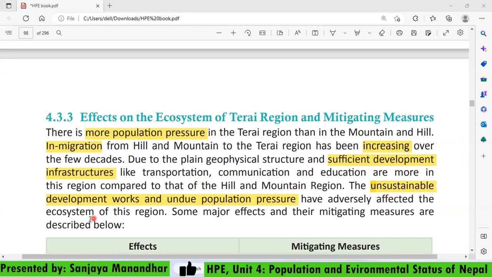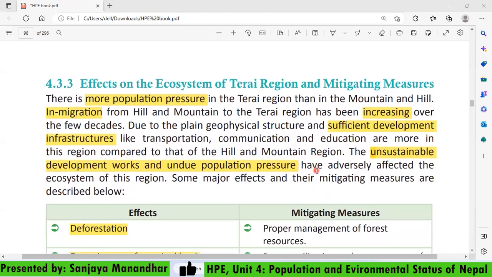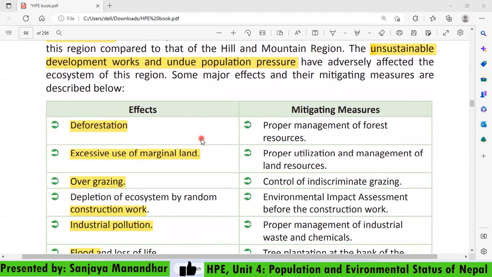And unsustainable development works and undue population pressure. These are the main problems. Unsustainable development works, so not scientific developmental works. Developmental works are sufficient. They are done, but they are unsustainable. So what are the main problems? Similar to mountain and hilly region, it also has a deforestation problem, and the mitigating measures are the same, proper management of forest resource. And next is excessive use of marginal lands. The marginal lands are used excessively.